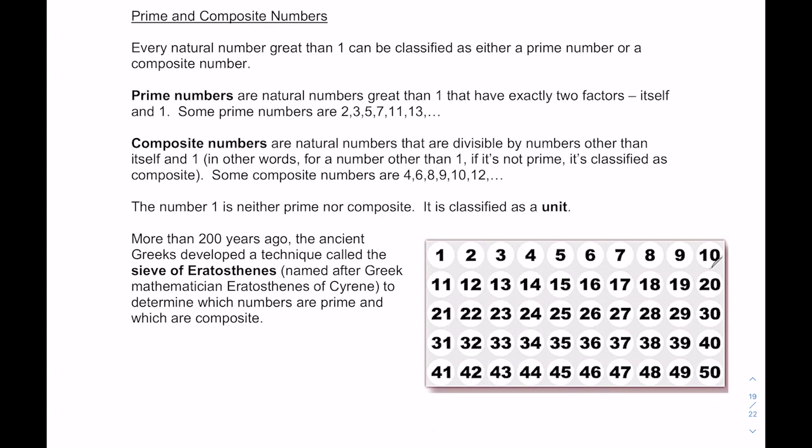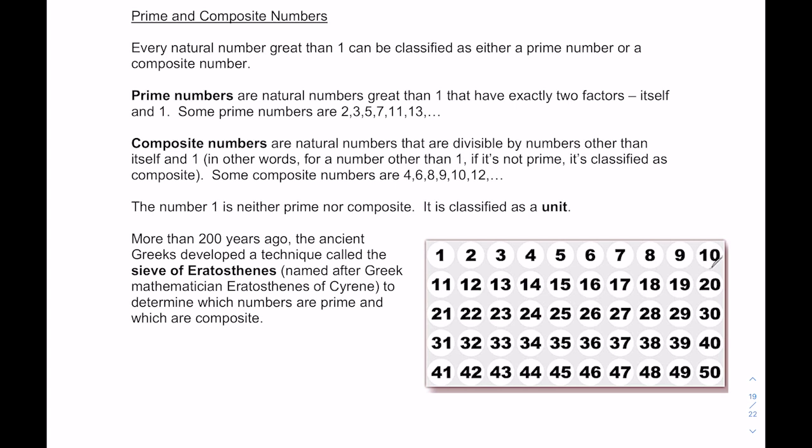Two other types of numbers that we see quite often are prime numbers and composite numbers. Every natural number greater than 1 can be classified as prime or composite. 1 is neither prime nor composite. It's classified as what's called a unit, right? So anytime we hear the word unit, we think of 1. A prime number is a natural number greater than 1 that has exactly two factors, 1 and itself. So some prime numbers are 2, 3, 5, 7, 11, and 13 because their only factors are their number times 1. If you're not a prime number, you're a composite number.